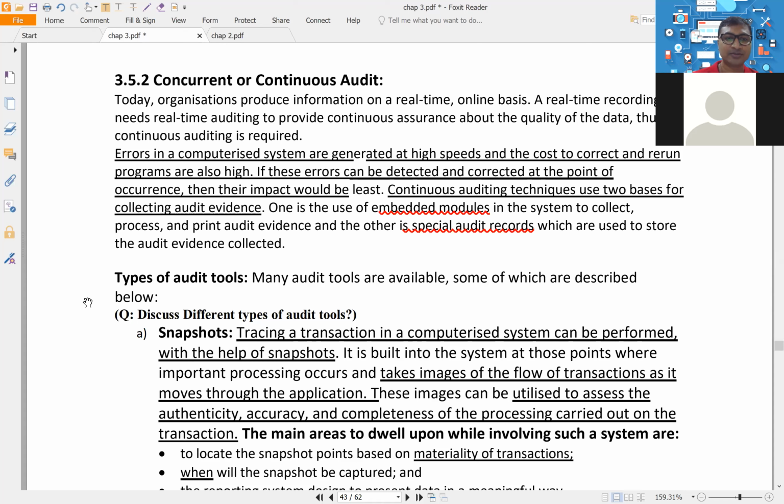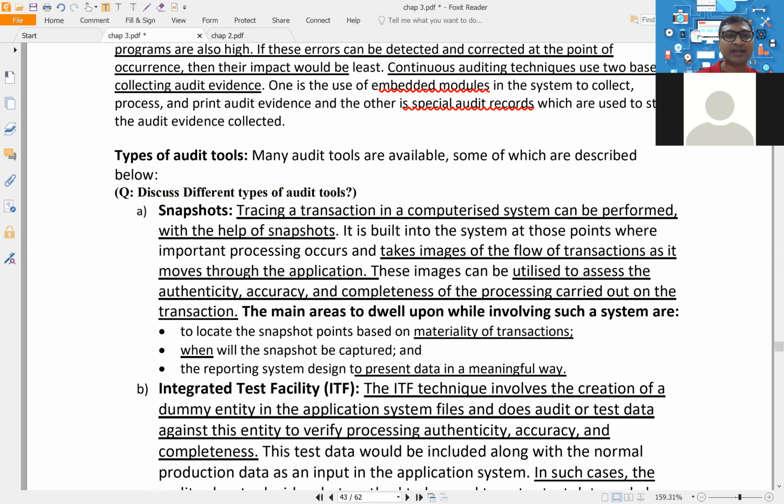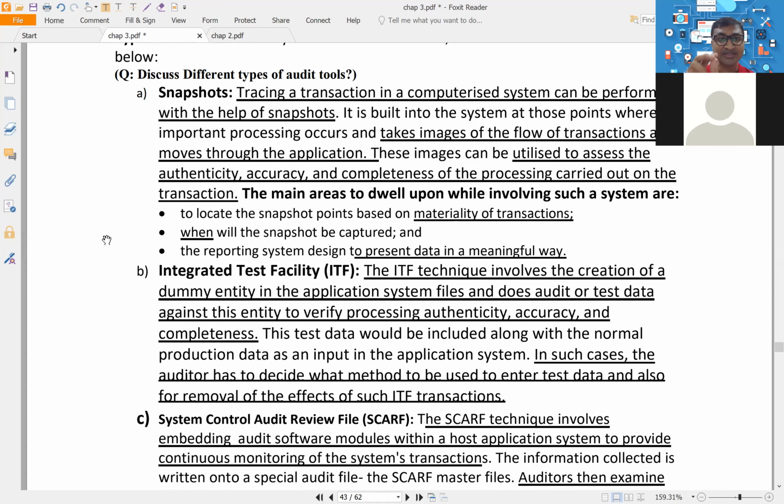Now, first we have done snapshot. If you remember the diagram of snapshot, whenever you pass any transaction, it will trace where that transaction got processed, and it will take images of that processing, and based on those images we will verify that the transaction has been processed at every place where it's supposed to be processed. That is what snapshot is.